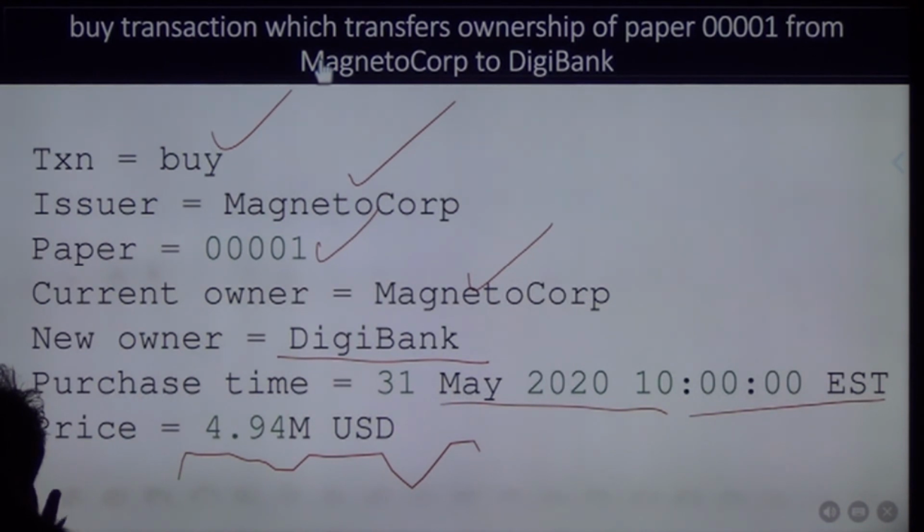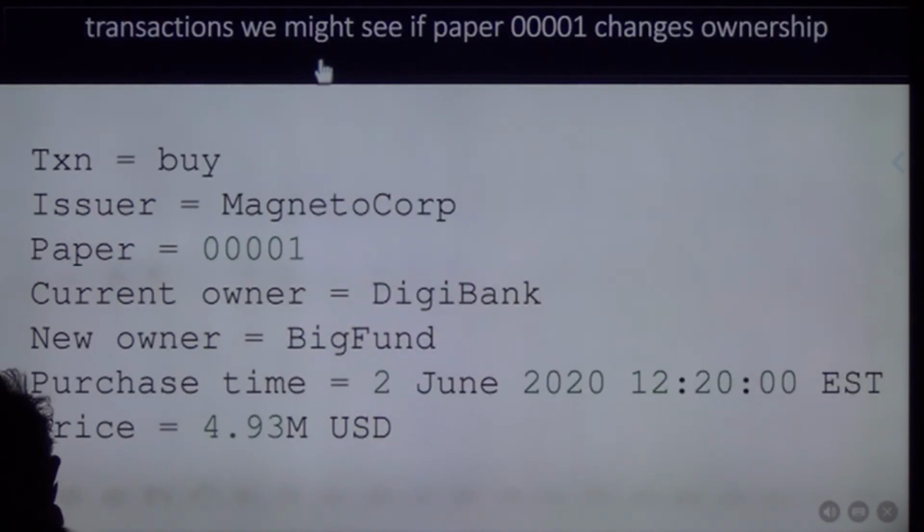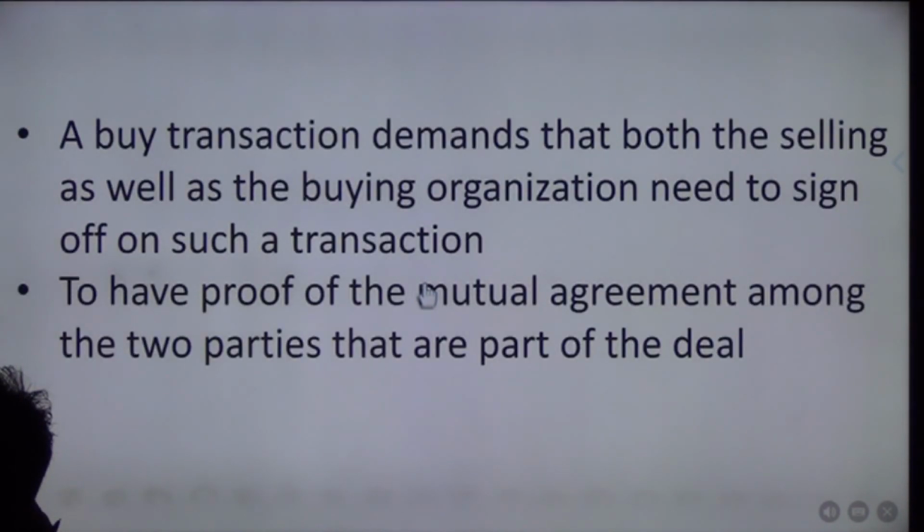So it may be bought by somebody else, from Digibank to Big Fund. So you make all these transactions. A buy transaction demands that both the seller and the buyer need to sign it.